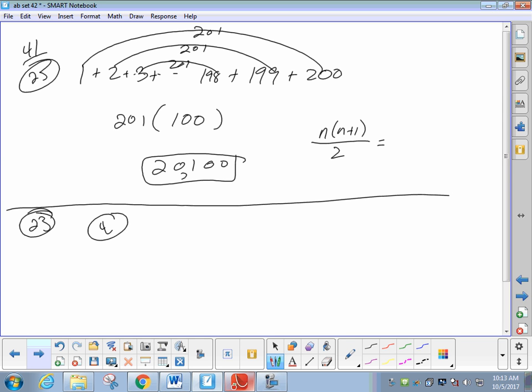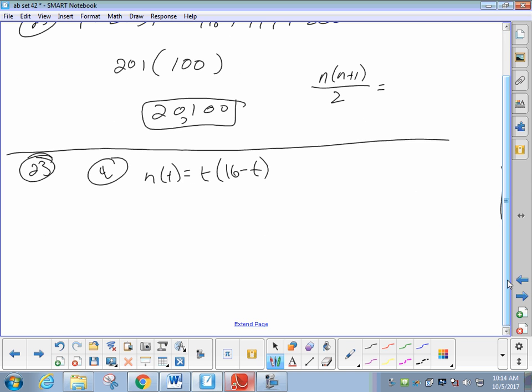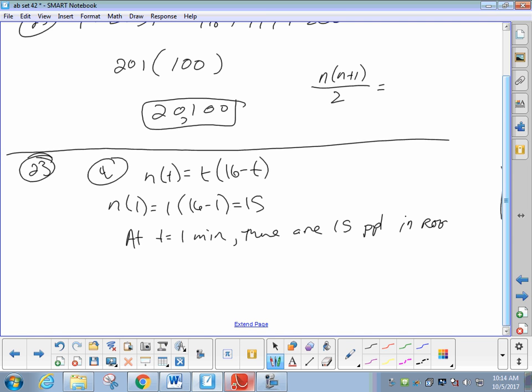All right, so here we go. Did you get? Probably need to go revisit this again. N of 1. What did you say for n of 1, which is 15? What does this imply? Time equals 1 minute, there are 15 people in the room. Yes, at time equal 1 minute. I like that you're using units. There are 15 people in the room. N is strictly about the number of people in the room, not about the rate of change.